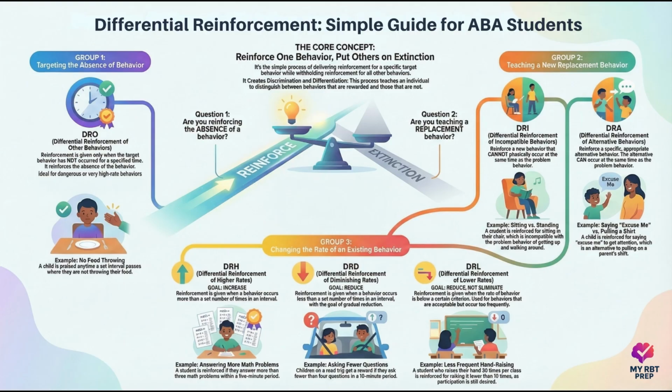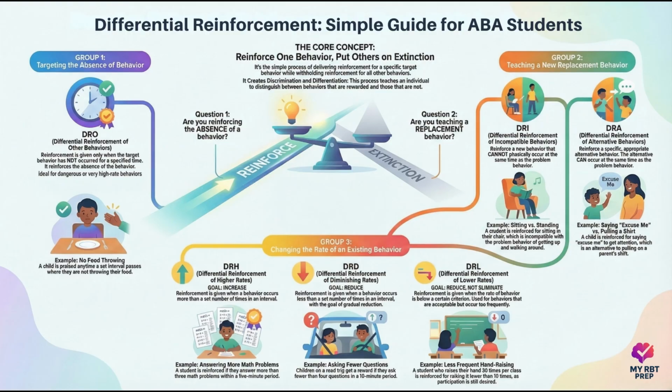Now, shift your eyes to the right, to Group 2. Here we get constructive. We are teaching replacements. You must distinguish between DRI and DRA. Think of DRI as a physical blockade, reinforcing incompatible behaviors. You physically cannot walk around if you are sitting in a chair. They can't happen at the same time. DRA, or alternative behavior, is softer. It's just a better option. Pulling a shirt gets ignored, saying "excuse me" gets attention. Both achieve the goal, but one is polite.